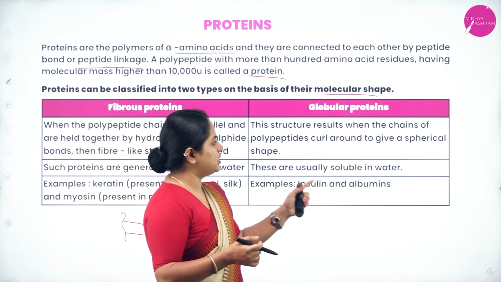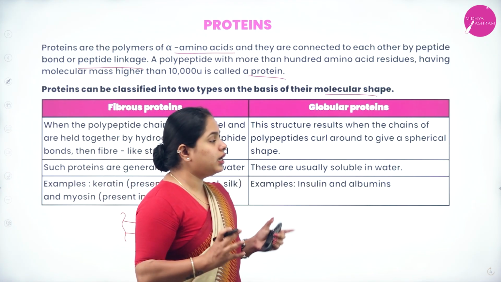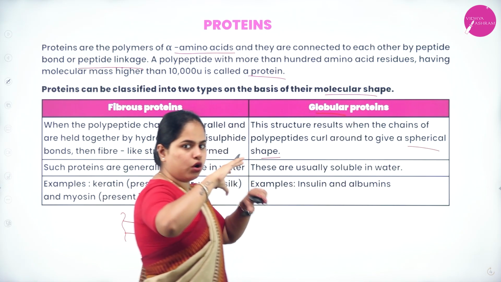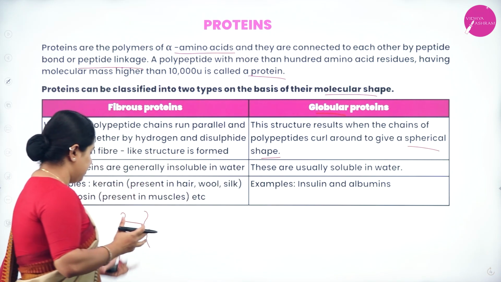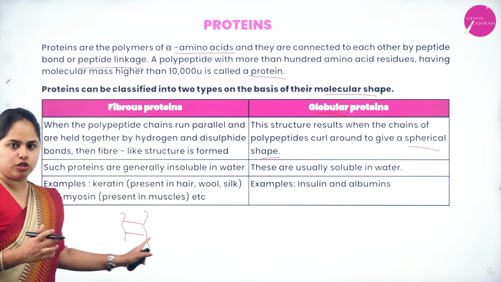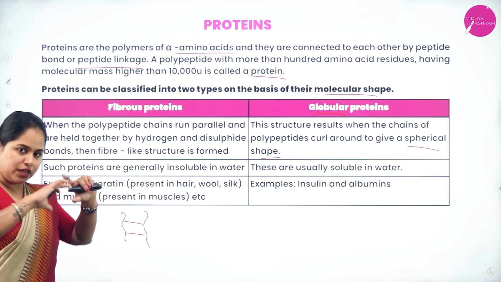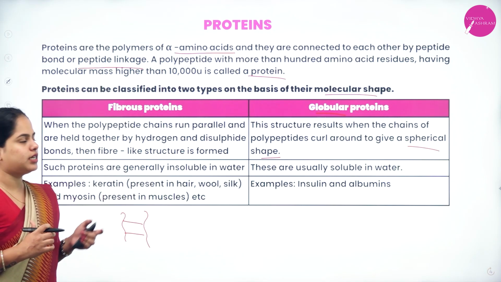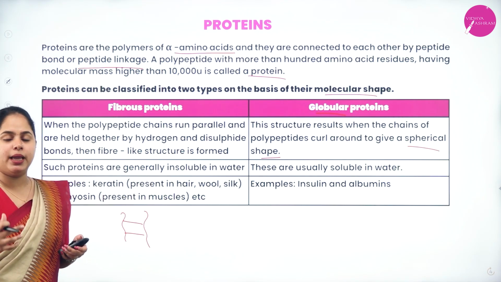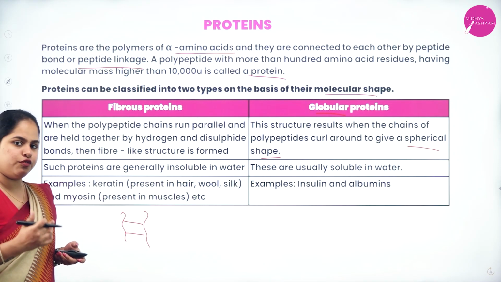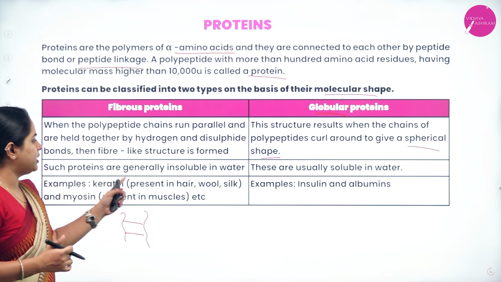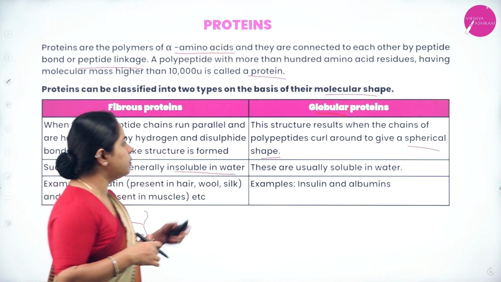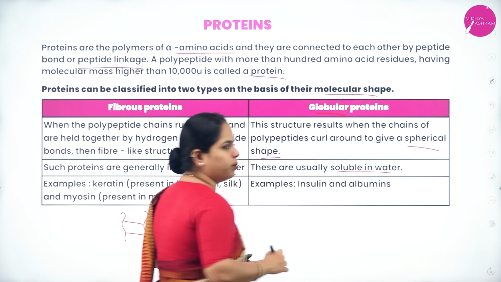Now this structure results when the chains of polypeptides curl around to give a spherical shape. So from here itself you can see globular. It will be curling around instead of running parallel to each other. This is parallel to each other. So if they are in a curled structure, that is a round or spherical structure, we call it a globular protein. So based on the shape in which they occur, we can classify them into fibrous or globular. Fibrous proteins are generally insoluble in water. Globular proteins are soluble in water.